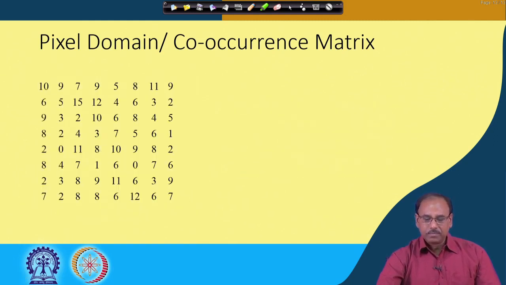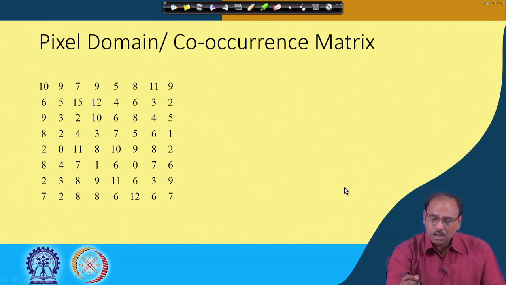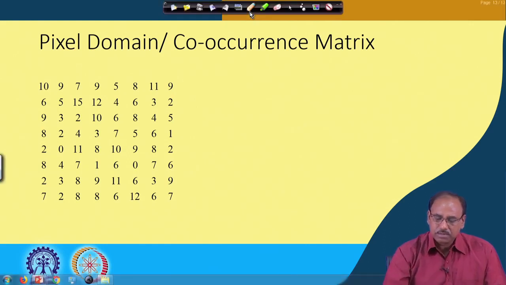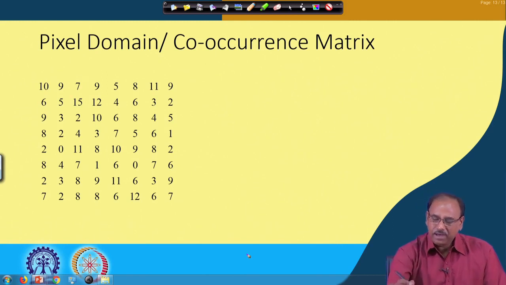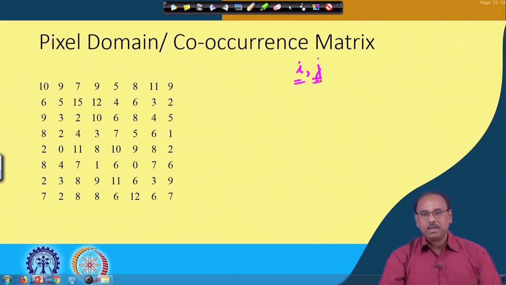So, how can we do it? One of the ways in which this texture information can be obtained in the pixel domain is by using something known as a co-occurrence matrix. So, let us see what this co-occurrence matrix means. Co-occurrence matrix says that given two intensity values, say i and j, i is one intensity value, j is another intensity value, how these two intensity values co-occur within the given image.